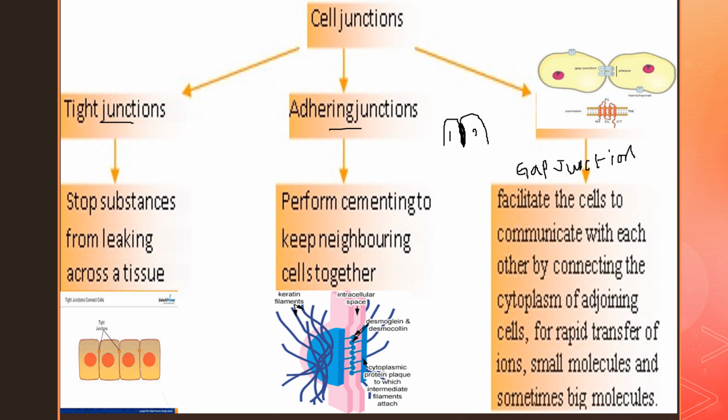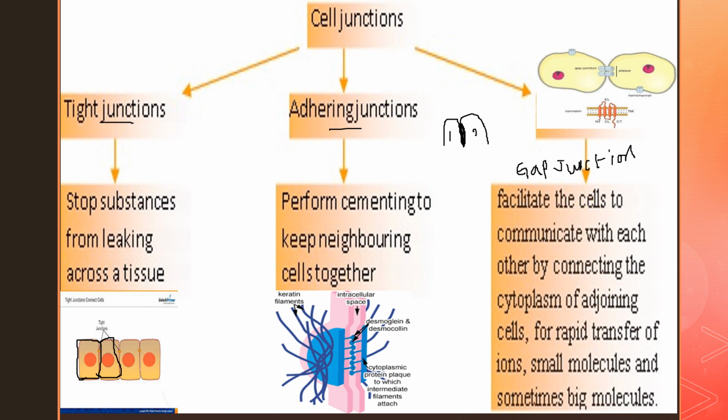Now coming to the tight junctions, as the name itself says, there is a tight association between the two cells. Here you can see one cell is tightly attached to another cell. This type of junction is called a tight junction, and it stops leaking of fluid from the cells. They are present in the sweat glands.